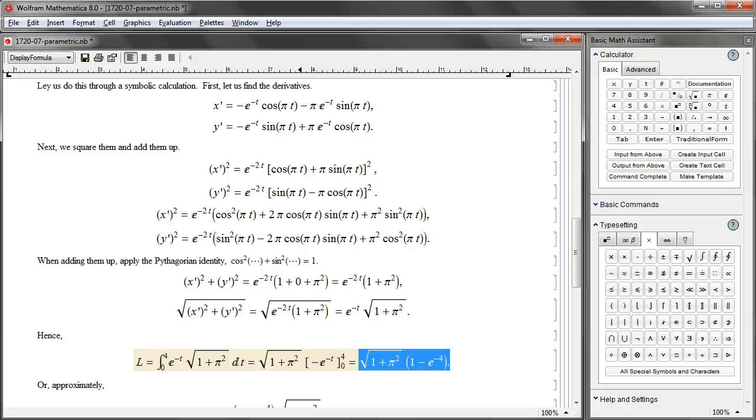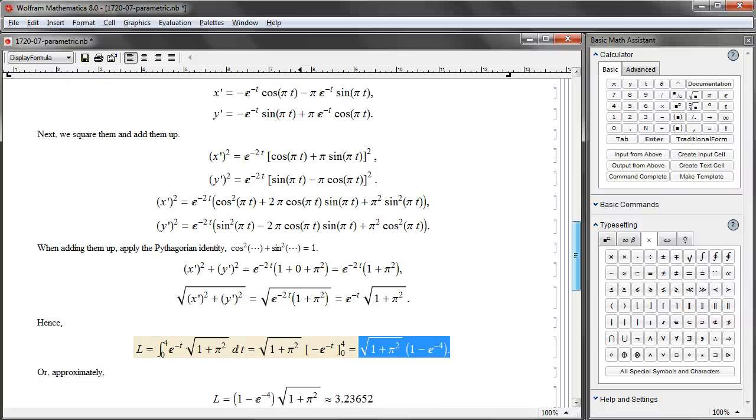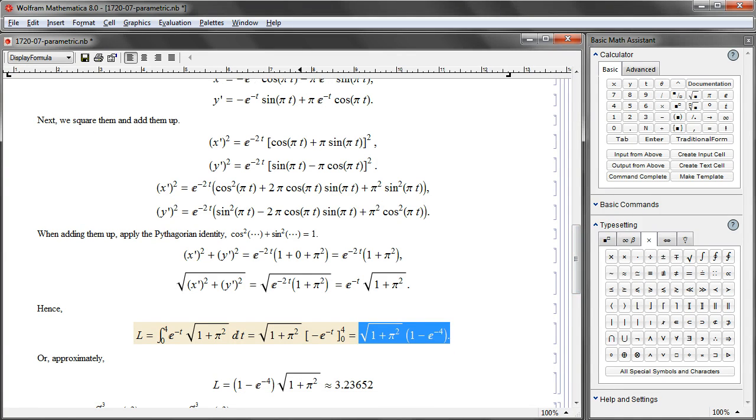Now, if you want to find out how large it is, you can use a calculator to figure it out, and it'll turn out we have the same value as we expected from an integrate command, 3.23652 approximately speaking.